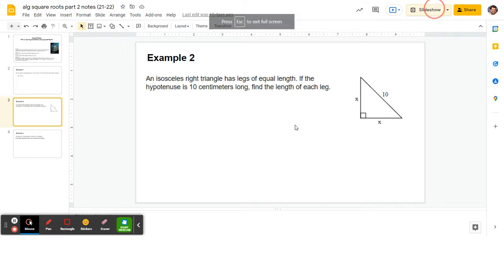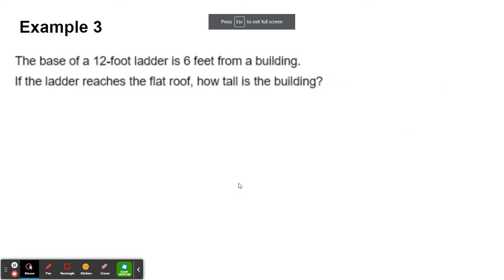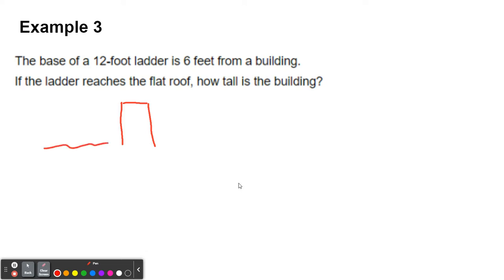All right, so example 3 says, the base of a 12-foot ladder is 6 feet from a building. If the ladder reaches the flat roof, how tall is the building? So this is a typical geometry problem involving a ladder, right? So we have a building. Let's start with this building, and it's connected to the ground, right? And we have a ladder leaning up to the top of the flat roof.